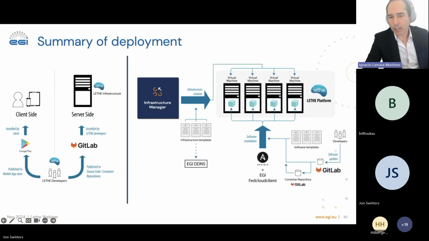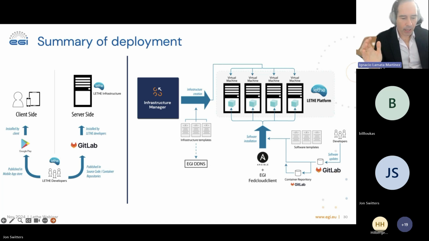And as you can see, there is another flow on the bottom right. It's when developers want to do a software update. So they send the code, the applications to GitLab. We create a container image that is stored in a container repository, and using containers and some software templates and Ansible, we install the application in each of the servers. So as you can see, the whole thing is automated.